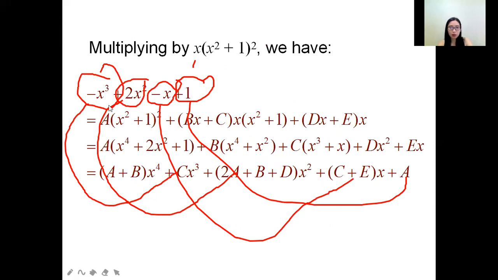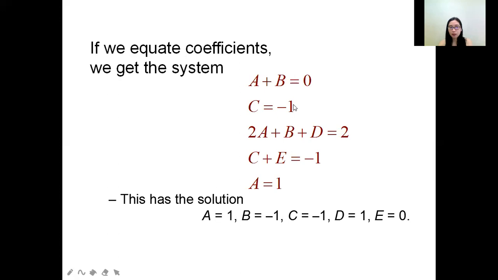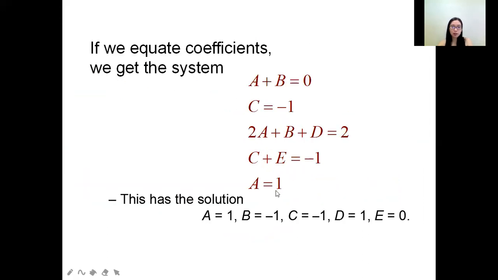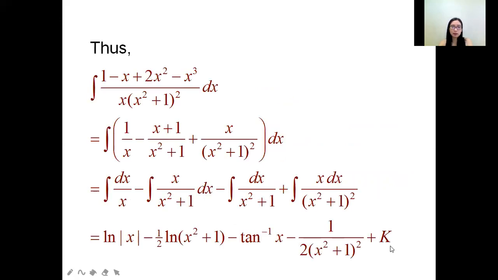A plus B is 0, kay wala may x to the 4th power diri sa iyahang left side sa equation. Tapos, C is equal to negative 1. Tapos, 2A plus B plus D is positive 2, tapos C plus E is negative 1, tapos A is 1. Therefore, kung isolve nato ni siya simultaneously using your calculator, we have A is equal to 1, B is equal to negative 1, C is negative 1, D is 1, and E is 0. So, i-substitute tayo nato siya balik.